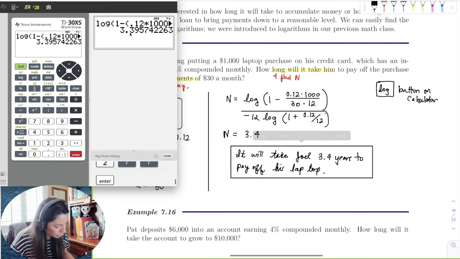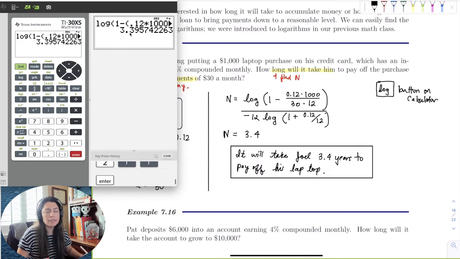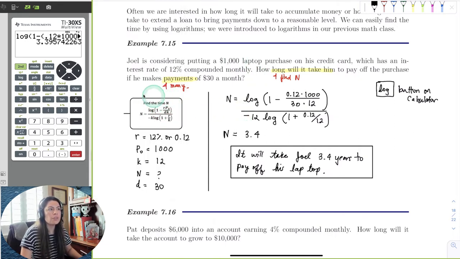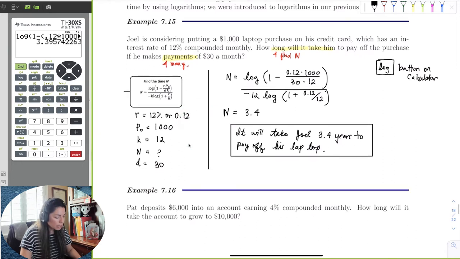And that's all there is to it. This section I like because it's really about identifying the scenario. And once you can identify the scenario, you can go to that flow chart and use the formulas off the flow chart. So let's try another one.